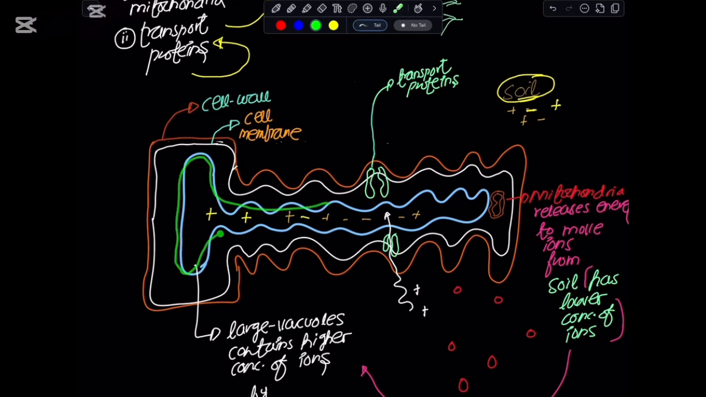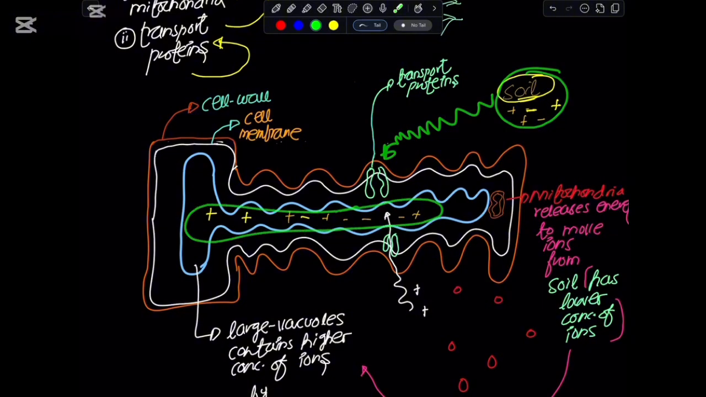So within the large vacuole of the root hair cells, the concentration of the charged ions is more, and in the surrounding soil the concentration of the charged ions is less. So when we need to move these charged particles from an area of lower concentration in the soil to an area of higher concentration within the large vacuole of the root hair cell, again active transport would be utilized for this purpose.